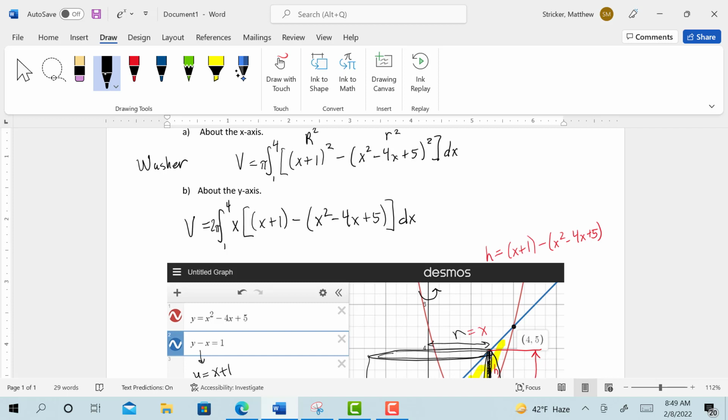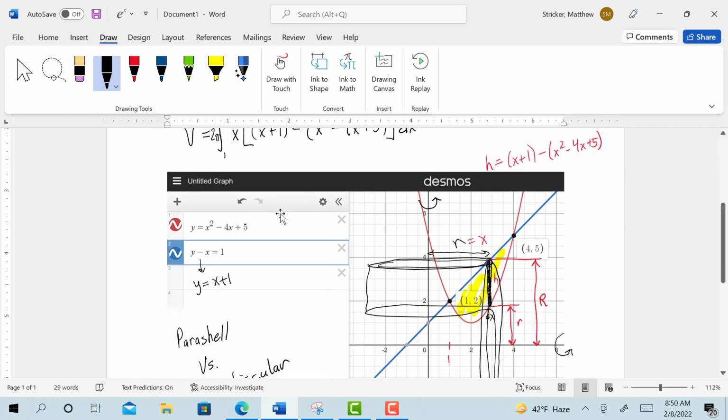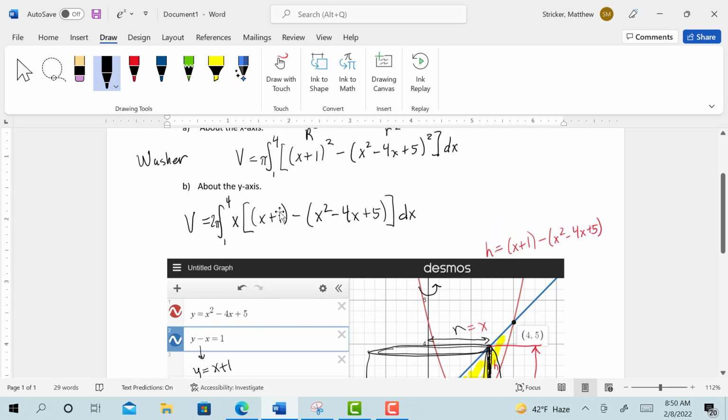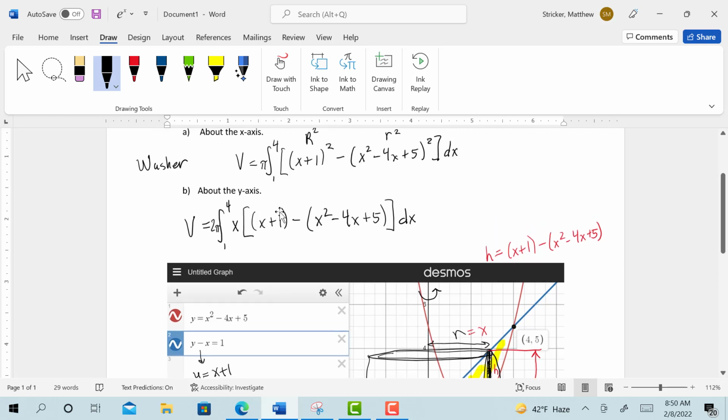If you're rotating about the y-axis, you would not want to use the washer disk method, and if you're rotating about the x-axis, you would not want to use the shell method. The method is determined by which axis you're rotating about and whether your rectangle is perpendicular or parallel to that axis. If you're still confused, be sure to hit me up, make an appointment, and we can talk about it further. Hopefully that cleared some things up for everyone. Have a great day. Thank you.